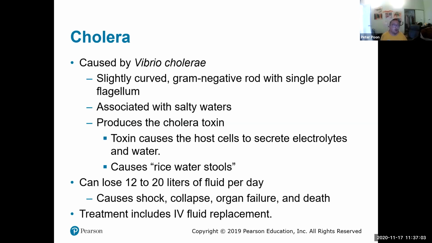You can lose 12 to 20 liters of fluid per day. Your blood volume is 6. So you can literally lose enough fluid volume to go into shock, collapse, organ failure, death. And yes, people used to die of cholera all the time. Now, the treatment is oral rehydration salts, something along the lines of Gatorade, and also antibiotics.